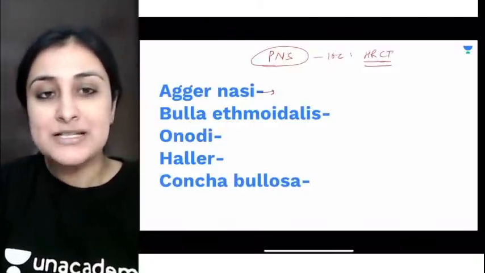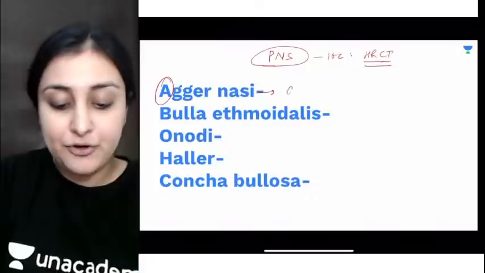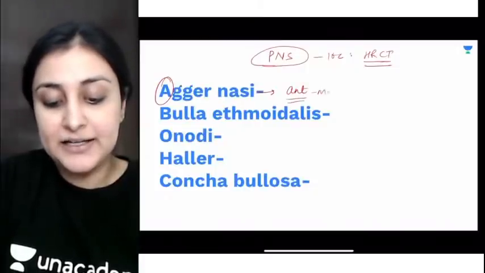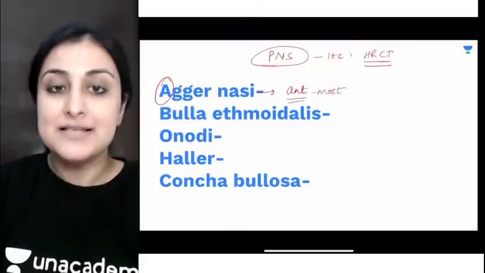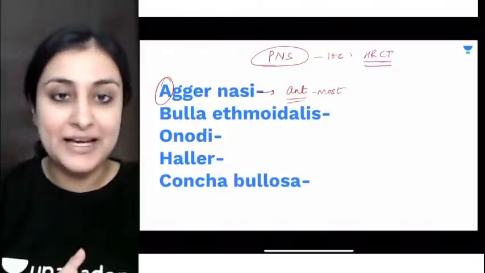Agar nasi. What is the one-liner? A for agar, A for anterior. This is the anterior most ethmoid air cell. ठीक है, तो सबसे आगे आएगा agar nasi.